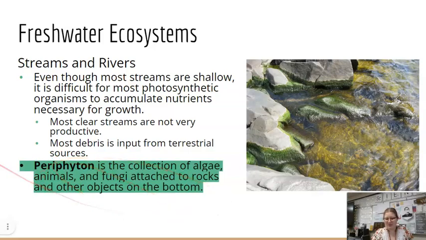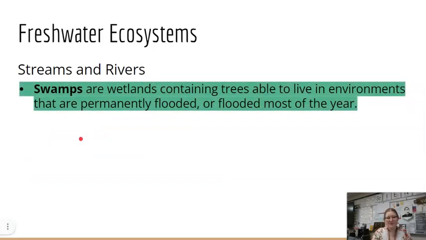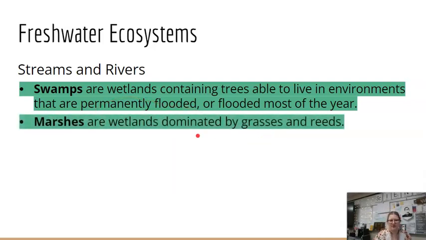And then, because we have fancy words for everything, we have periphyton, and that's the collection of algae, animals, and fungi attached to rocks and other objects on the bottom. So here we have some of that algae on this rock down here. That would be periphyton. Continuing with streams and rivers, swamps fall into this realm because sometimes that water does move a bit. So swamps are wetlands containing trees that are able to live in environments that are permanently flooded, or at least flooded most of the year. So it's not necessarily always flooded, but there's a lot of water most of the year.